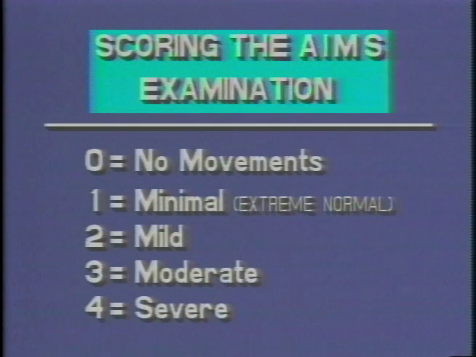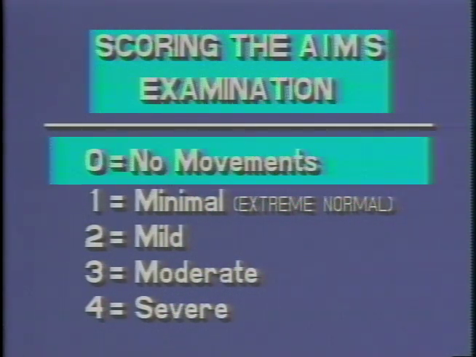It may be useful to think of the AIMS examination as having two parts, one informal and the other structured. The AIMS examination is scored by observing and rating the severity of the abnormal involuntary movements in 7 different body areas. A scale of 0 to 4 is used.